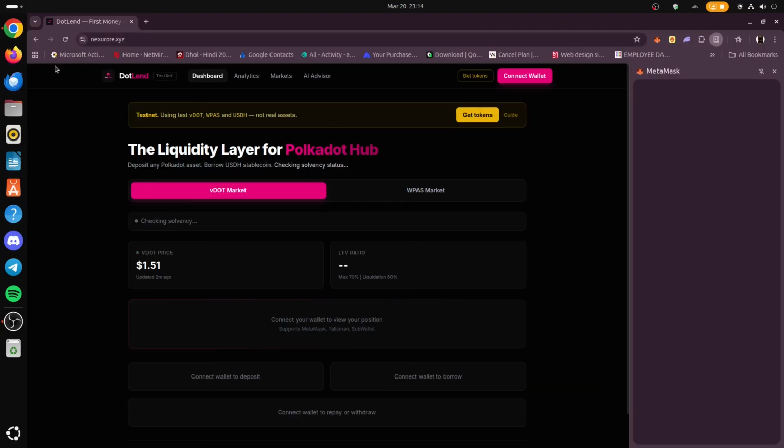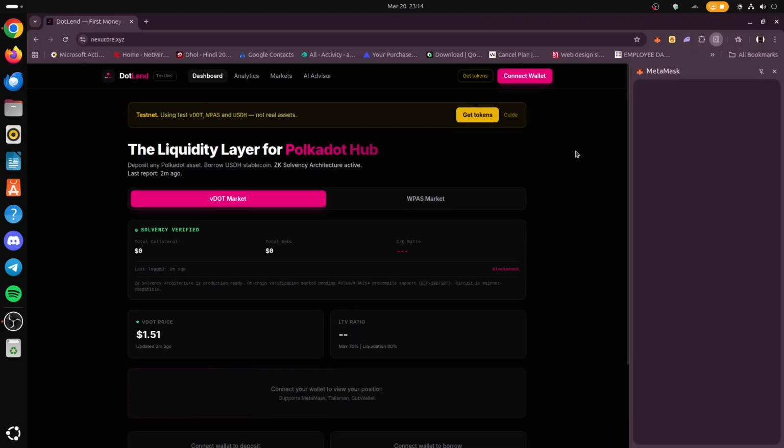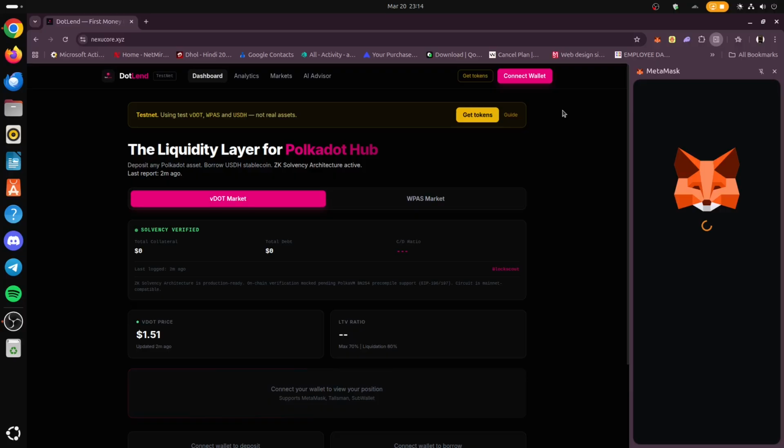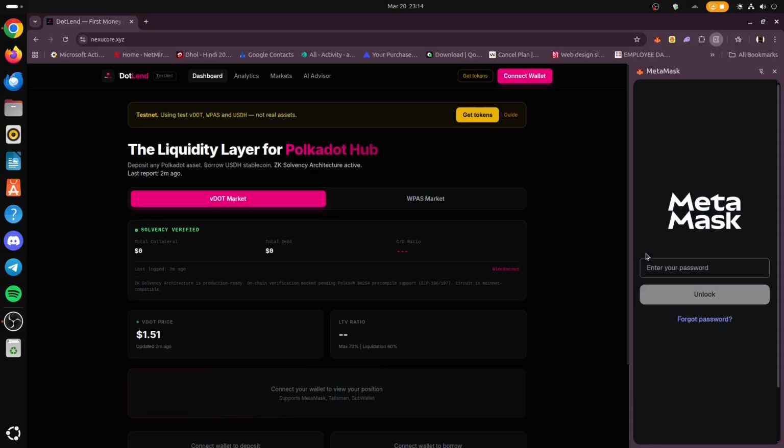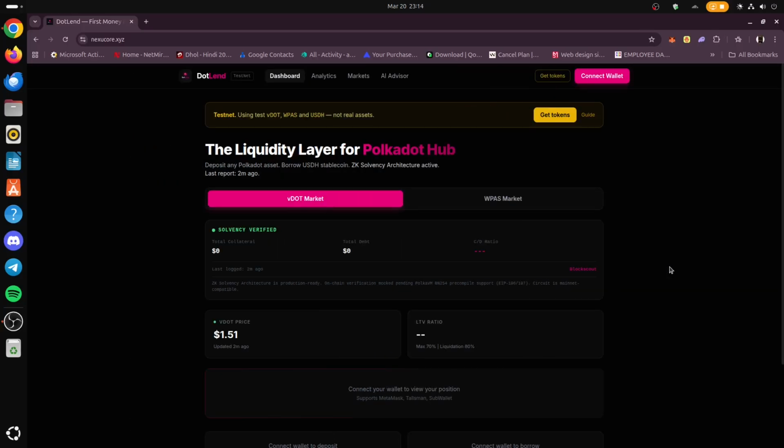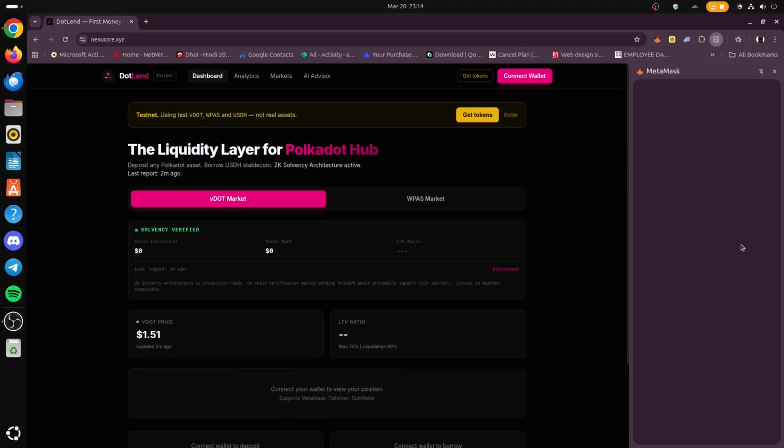Now let's log into MetaMask. Let's see if it's already logged in. No, let's log in real quick. Okay, please bear with me. The climate over here is not right. It's raining in midsummer, so the internet speed is kind of slow.